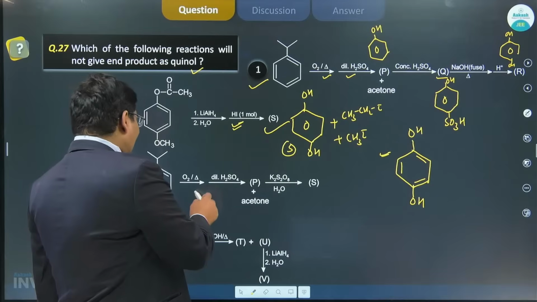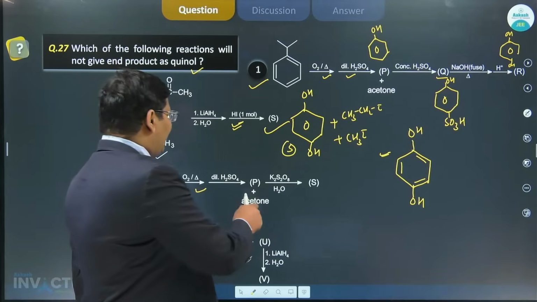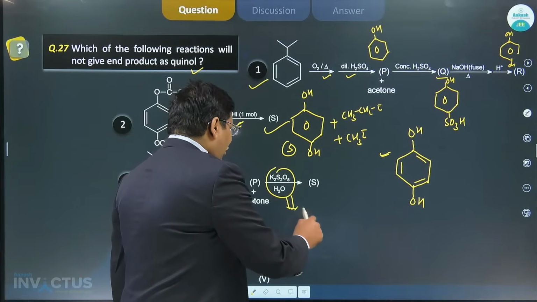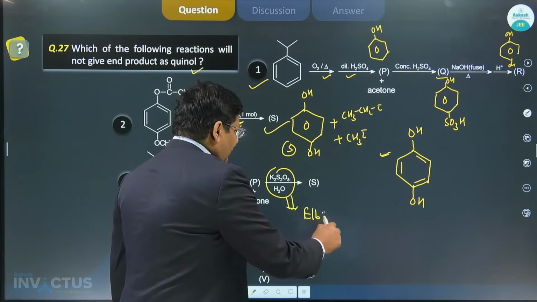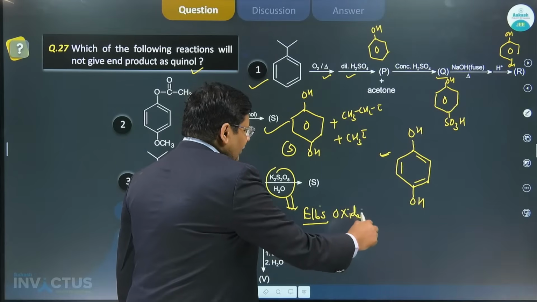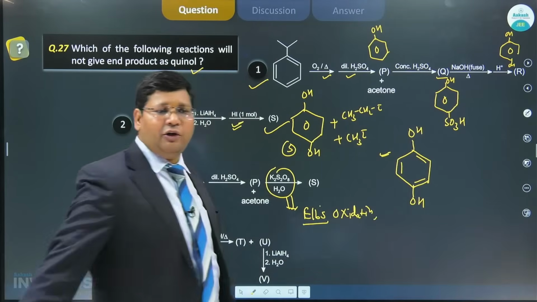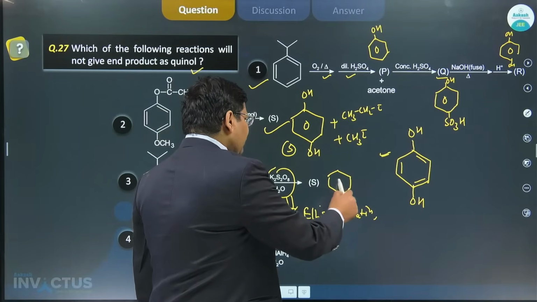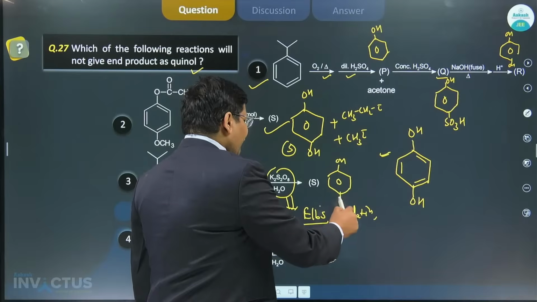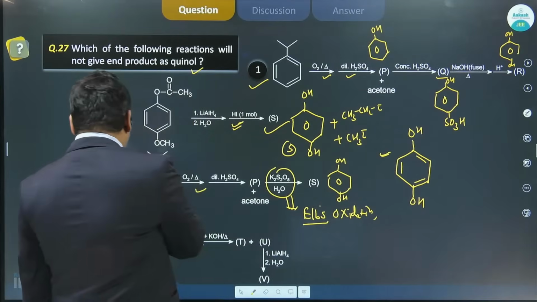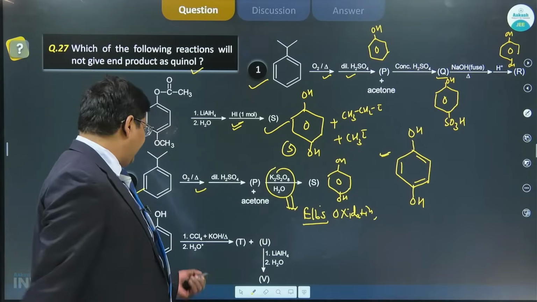And then again this is a cumene process followed by acetone, then K2S2O8. This one is Elbs oxidation. Elbs oxidation is a famous reaction for phenol. So in Elbs oxidation again the para position is oxidized by introducing an OH group. So again you will form quinol in this. So 1, 2, 3 are all correct.